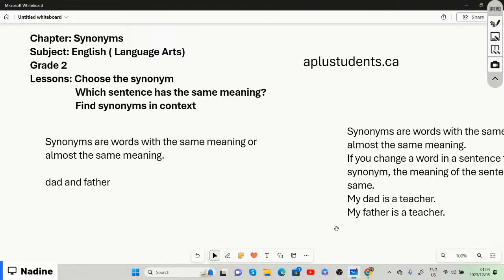All right, so basically a synonym is a word, or words, with the same meaning, or words with almost the same meaning. So synonyms are words with the same meaning, or almost the same meaning, right?